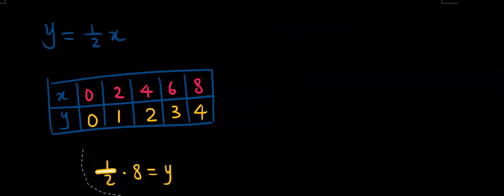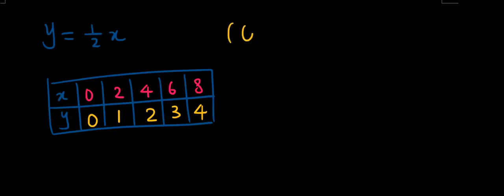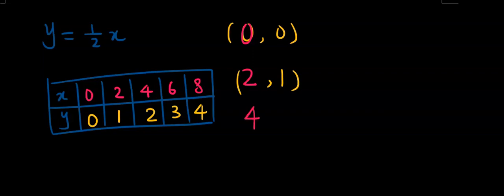The next step, guess what? These are actually your coordinate pairs, the points that you can plot on the coordinate plane. First one, let's read as 0, 0. So your first point is 0, 0. I'm going to use the same color so I can be consistent. The next point is 2, 1. The next point is 4, 2.